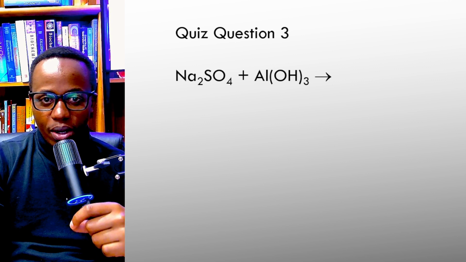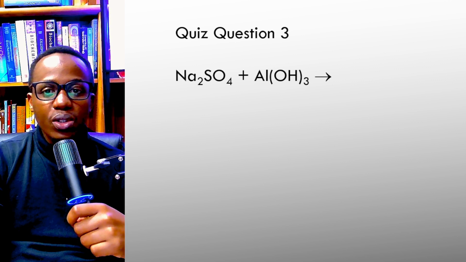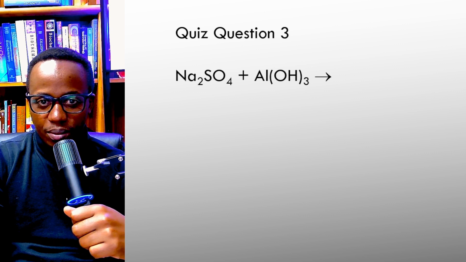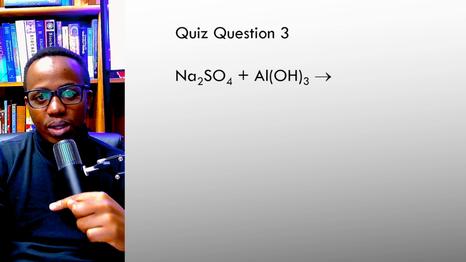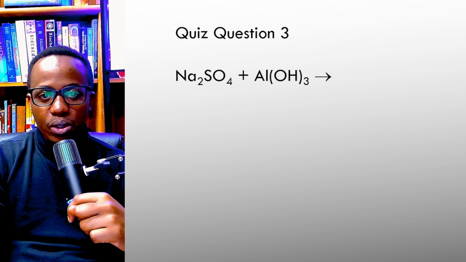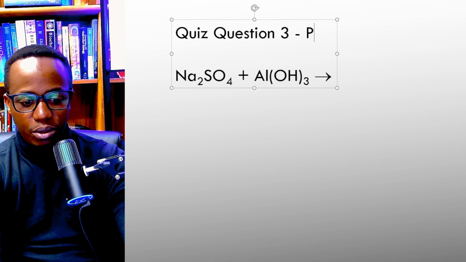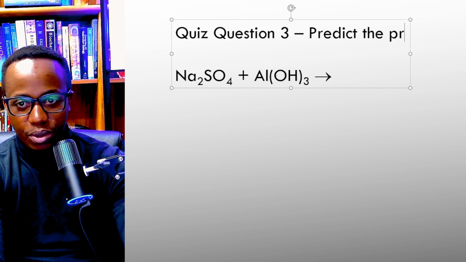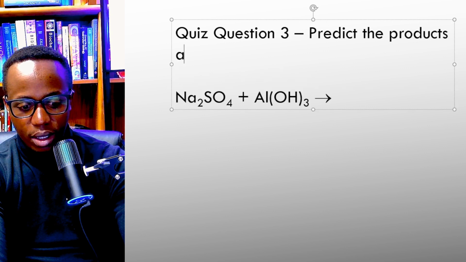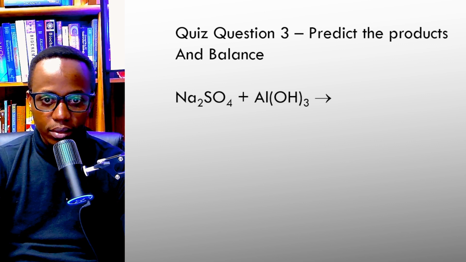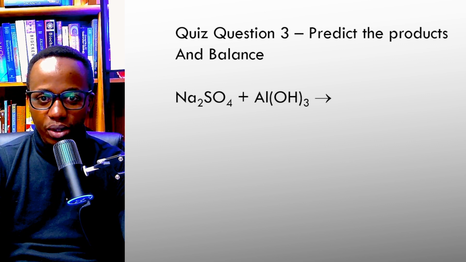So you should know how a double replacement behaves. From what you know about how a double replacement behaves, you're going to go ahead and give me the answers to this equation. It should be two things. And then after you give me the answers to this equation, you're going to balance it. So for this question, you're going to predict the products and balance. That's what you're going to give me for this one.